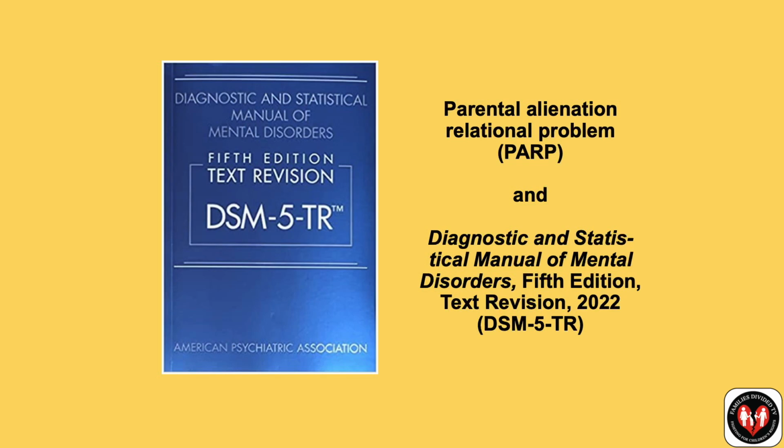This is a picture of the book that we're talking about, DSM-5 TR. TR stands for text revision. So what we're talking about is this diagnosis, which we call PARP, P-A-R-P, that stands for Parental Alienation Relational Problem. And the DSM is called the Diagnostic and Statistical Manual of Mental Disorders, 5th edition text revision.